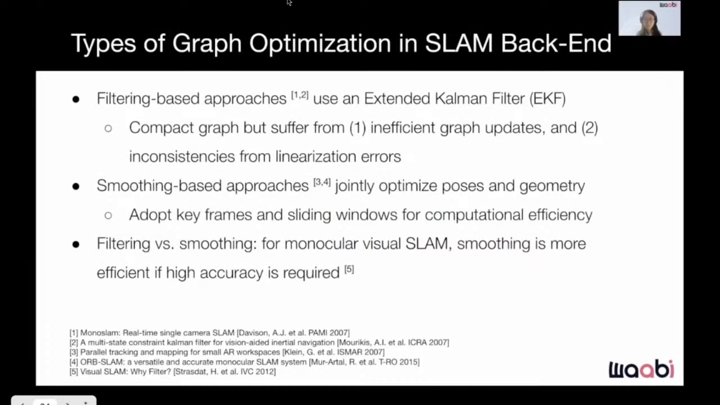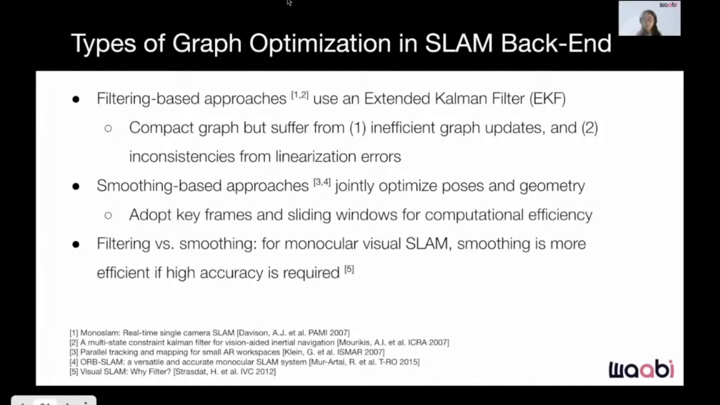The classic filtering-based approach uses an extended Kalman filter, which will be covered in the localization tutorial session. The vanilla EKF typically marginalizes all vehicle states other than the current state and results in a compact graph, but it suffers from inefficient graph updates as well as inconsistencies from linearization errors. On the other hand, modern smoothing-based backends jointly optimize poses and geometry with nonlinear least square errors, but optimization over the entire graph can be computationally expensive.